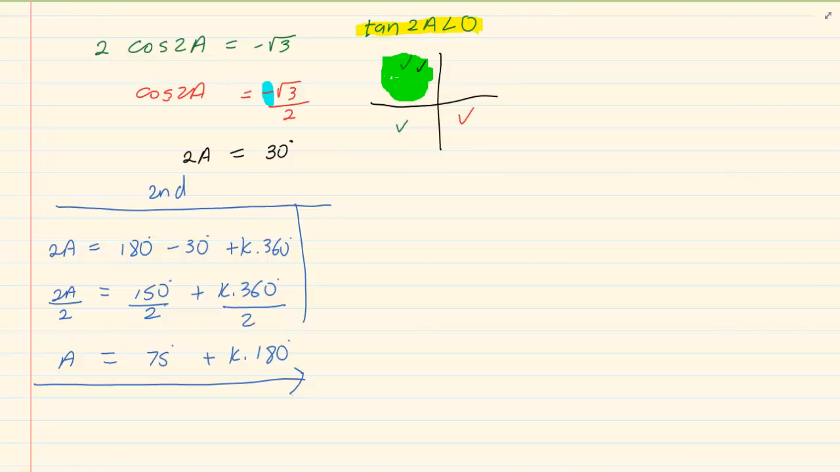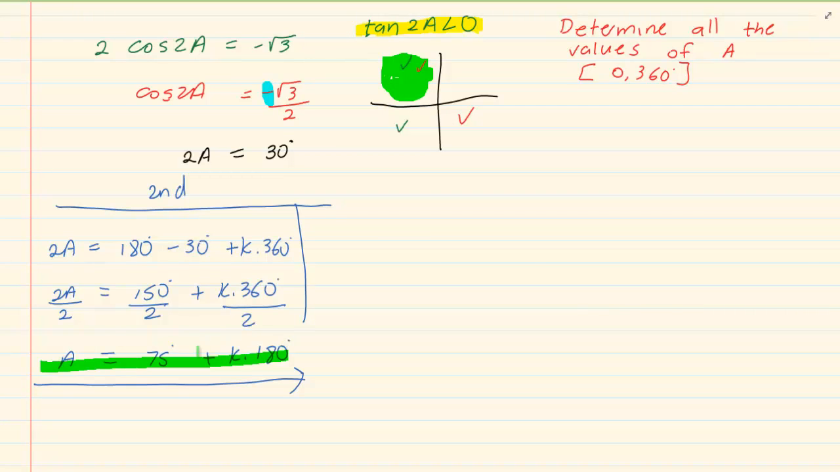Usually when they give us a general solution, they would give us a continuation of the question where they put in something to this effect. Determine all the values of a if a lies between 0 and 360 degrees, which means now they want you to limit this answer to the values that lie between 0 and 360.